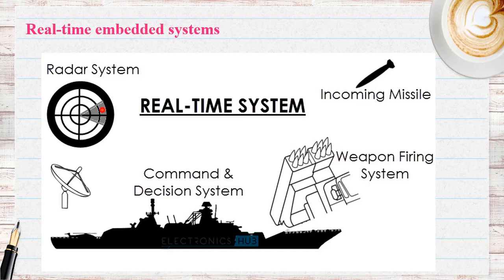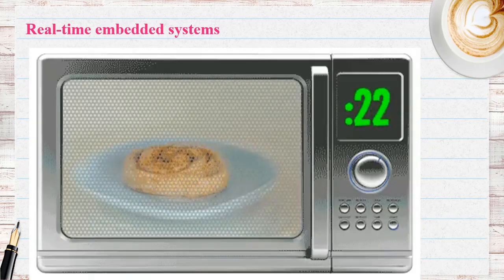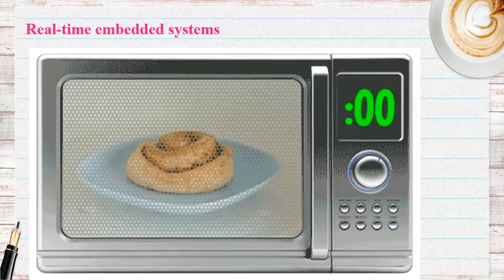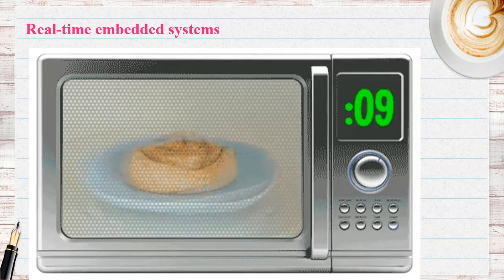An embedded system which gives the required output in a specified time, or which strictly follows the time deadlines for completion of a task, is known as a real-time system. That is, a real-time system, in addition to functional correctness, also satisfies the time constraints. There are two types of real-time systems. First one is soft real-time system and second is hard real-time system.